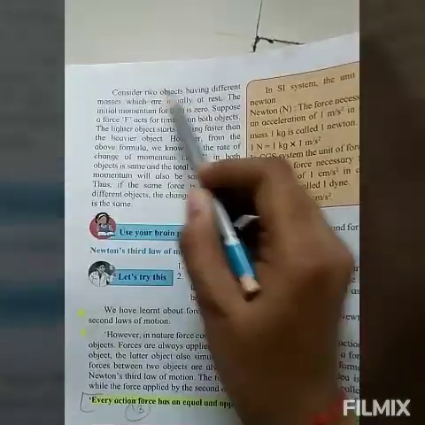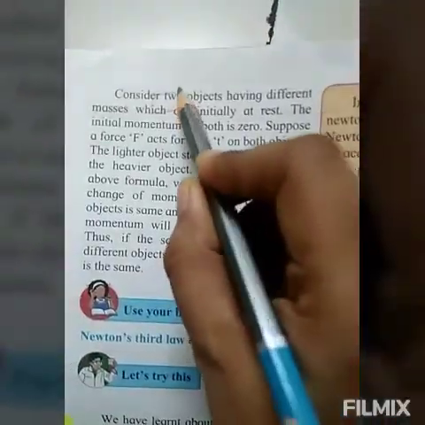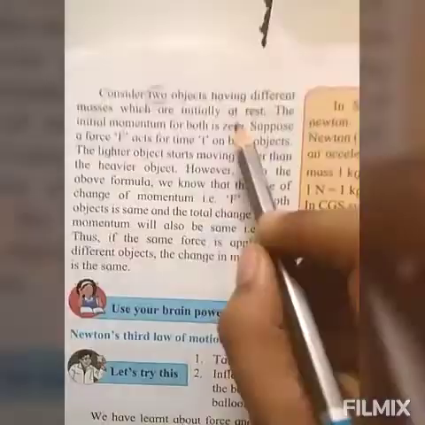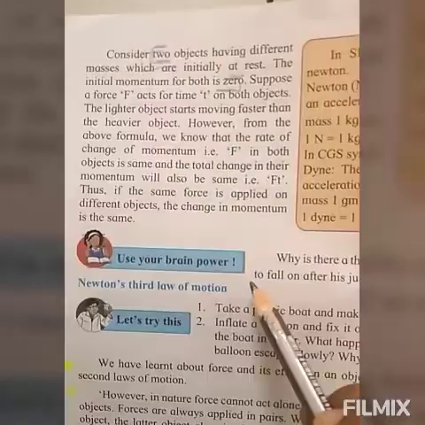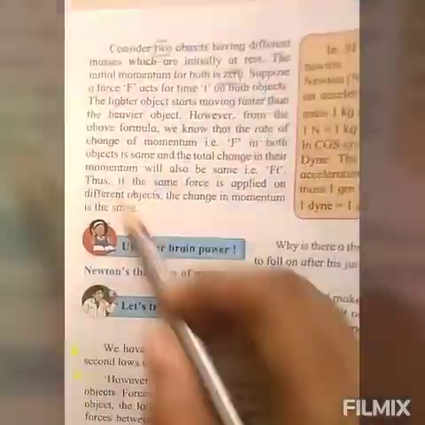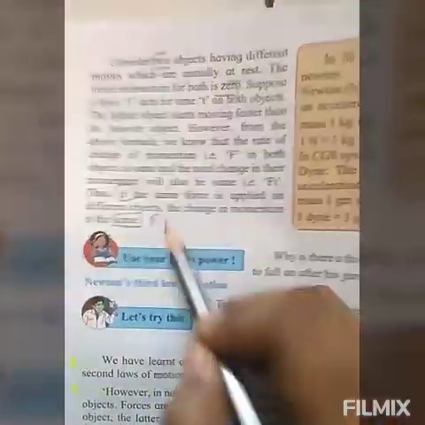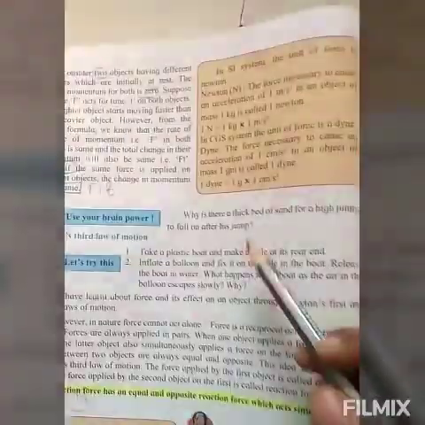Here it is given about the momentum of two objects having different masses which are initially at rest, the initial momentum for both is 0. This can be used for writing the answer for momentum or for fill in the blanks. Here the marked one can also be used for fill in the blanks and also for writing the answer for momentum.